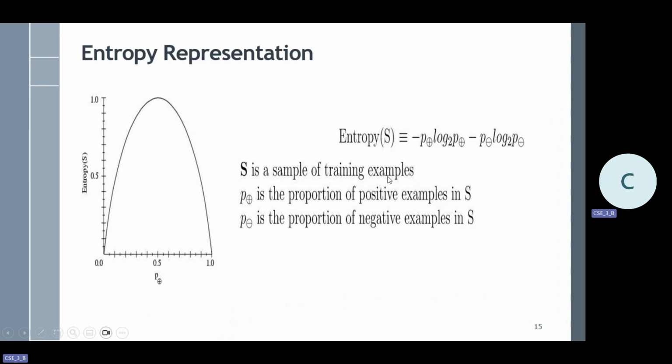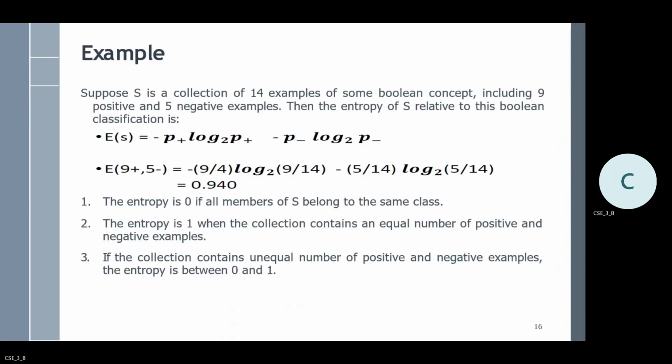Here S is a sample of training examples. We calculate the entropy of the sample as minus the proportion of positive examples times log 2 of the proportion of positive examples, minus the proportion of negative examples times log 2 of the proportion of negative examples. Using this, we calculate the entropy of the training example. First, let us realize this through an example. Suppose S is a collection of 14 examples of some Boolean concept, including 9 positive and 5 negative examples.